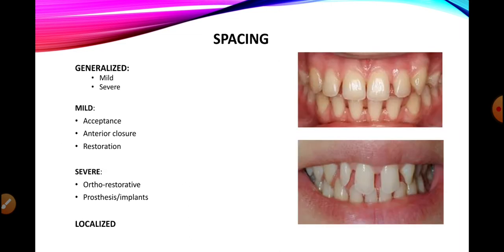So when we talk about the spaces, we said they can be generalized or localized. When I talk about the generalized, there are mild and severe. In case of mild generalized spacing, we have three treatment possibilities. Either we go for acceptance or anterior closure or restoration. In case of severe generalized spacing, we go for orthorestorative, mixed protocols, in which first ortho is done to localize the spaces, and then the restorative part follows, that is the prosthesis or the implants are given.